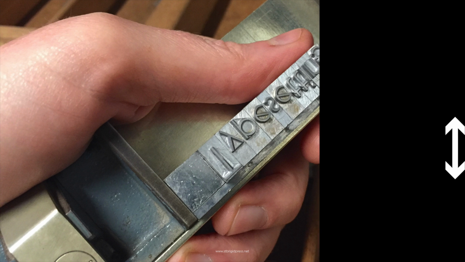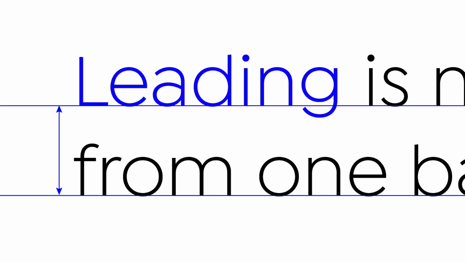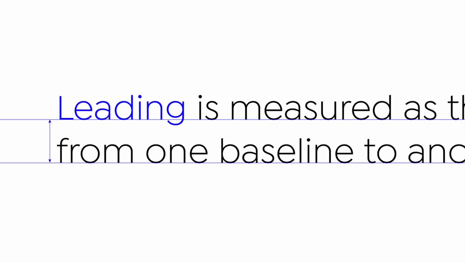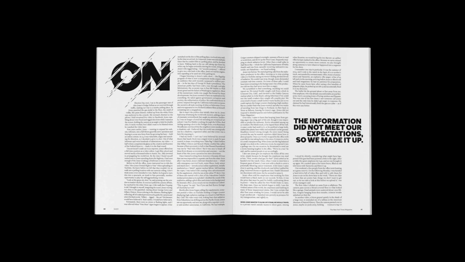Nowadays, leading and line spacing are often used interchangeably, and it refers to the distance between one baseline and another. What is a baseline, you may ask? Baseline is a line where typography sits. Well, roughly speaking. Visually, leading plays an important role in the overall tone of the text block.